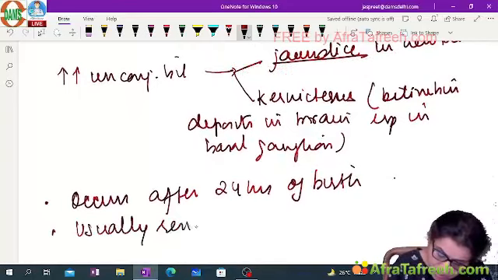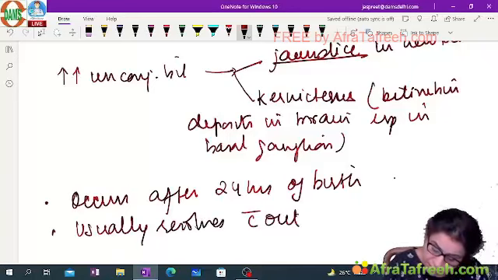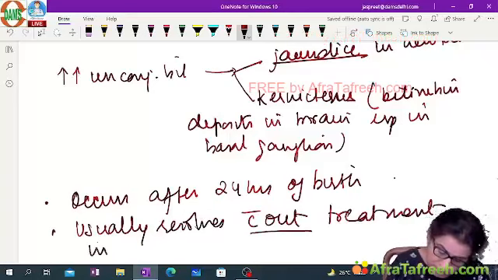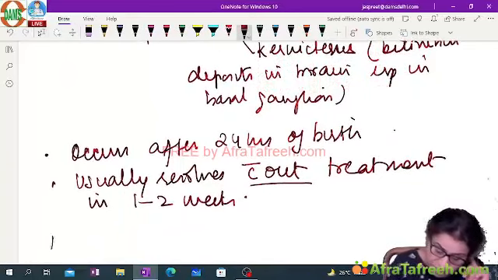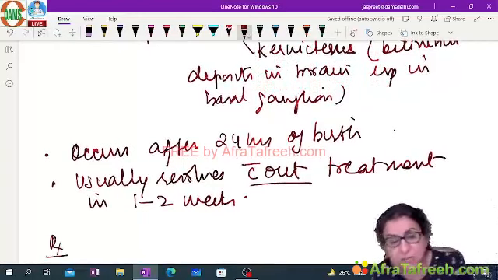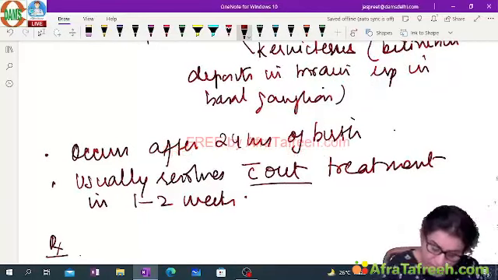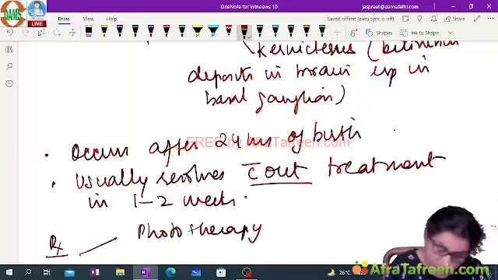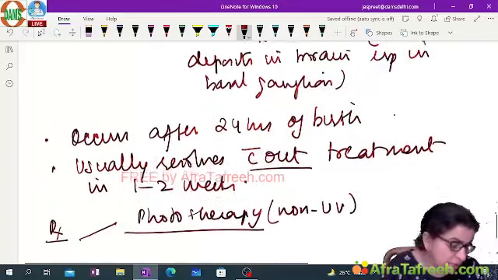It usually resolves without any treatment in 1 to 2 weeks. If treatment is required, then phototherapy is given. This is non-UV rays, so phototherapy is given.